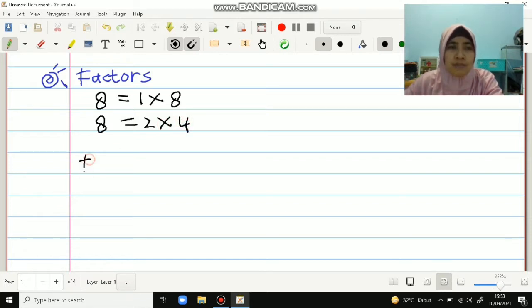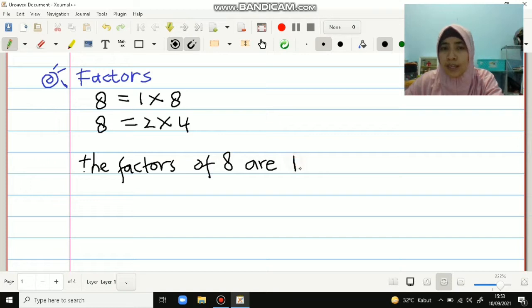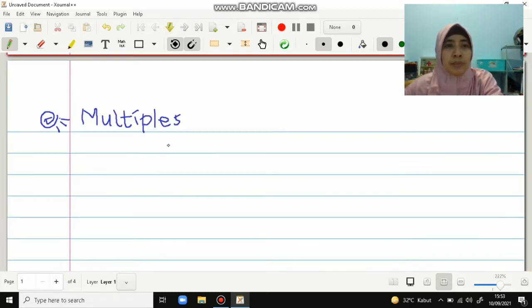So, the factors of 8 from all these multiplications are 1, 2, 4, and 8 itself. Okay, friends? How about multiples?